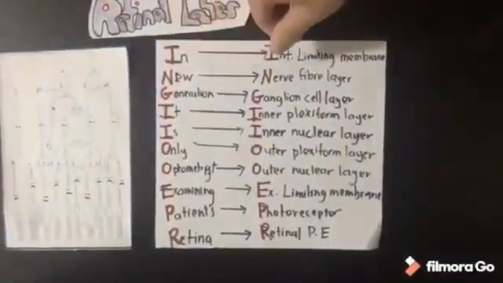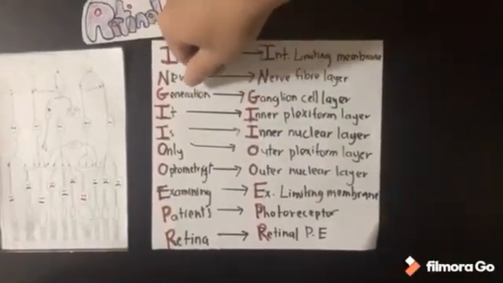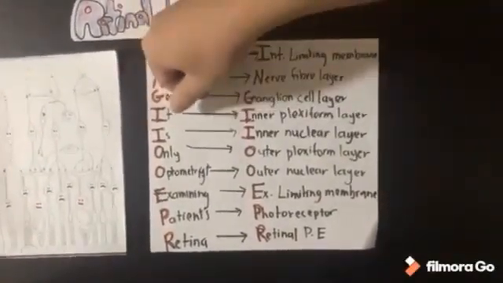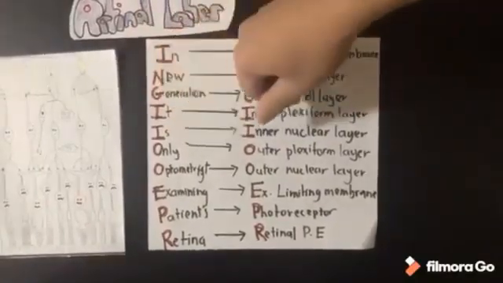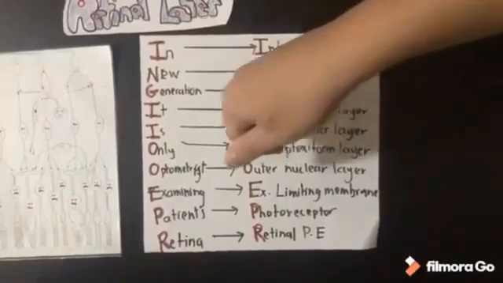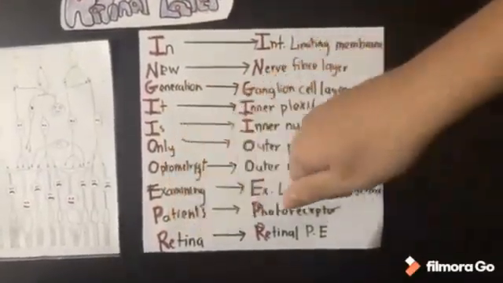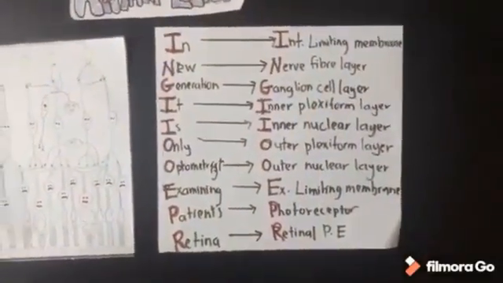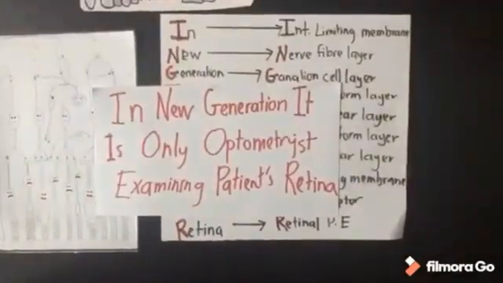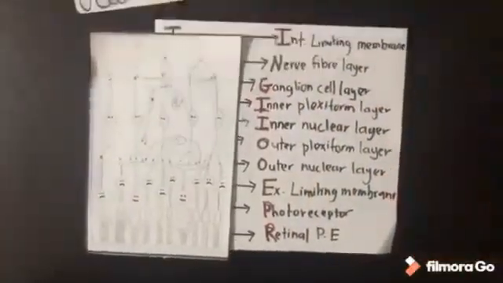"In" represents internal limiting membrane, "new" represents nerve fiber layer, "generation" represents ganglion cell layer, "it" represents inner plexiform layer, "is" represents inner nuclear layer, "only" represents outer plexiform layer, "automatic" represents outer nuclear layer, "examining" represents external limiting membrane, "patient" represents photoreceptor, and "retina" represents RPE. In new generation, it is only automatic examining patient's retina. That's how you remember the retinal layers.